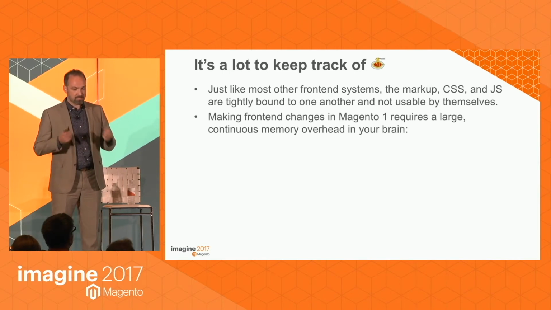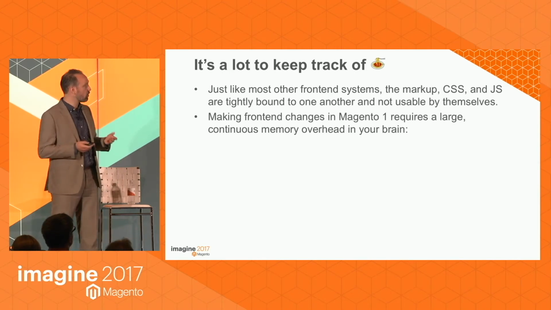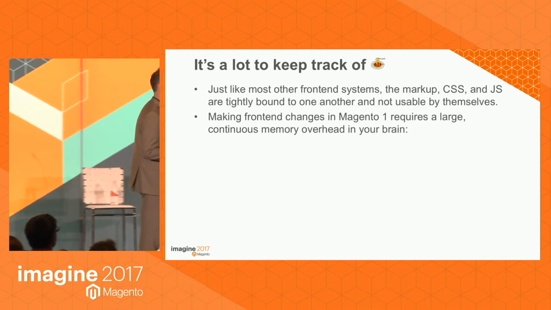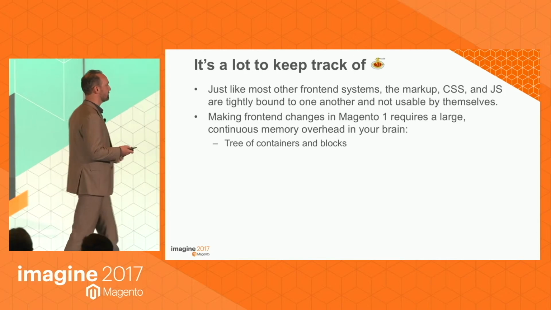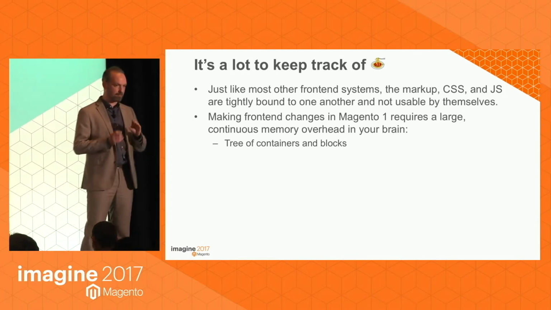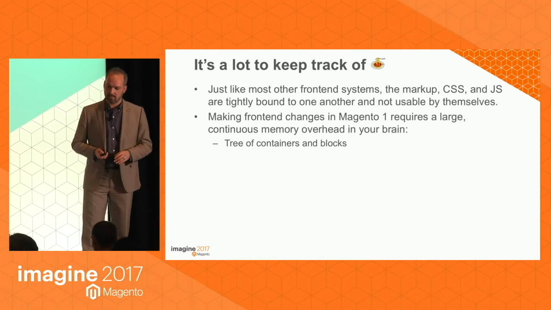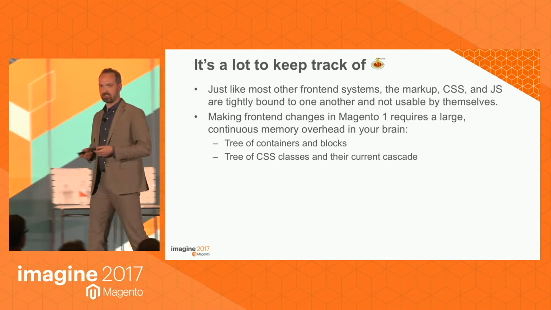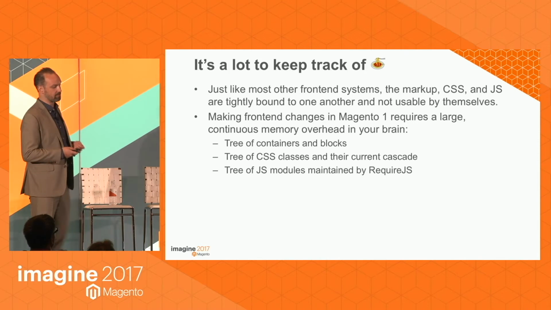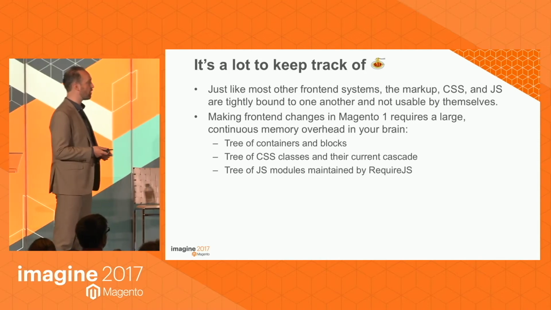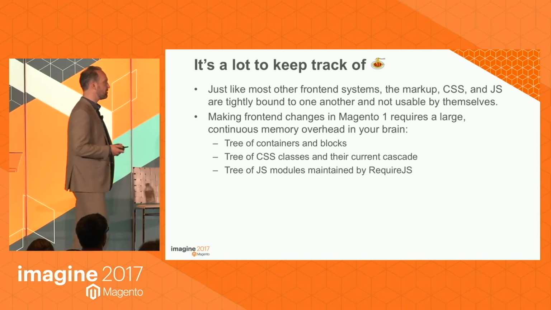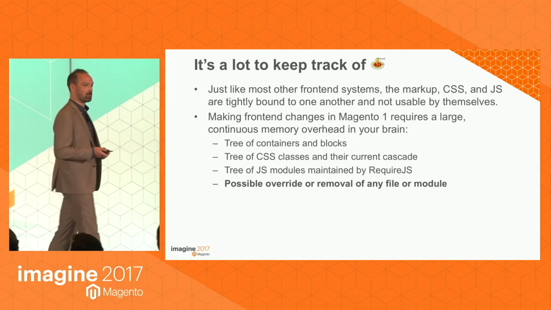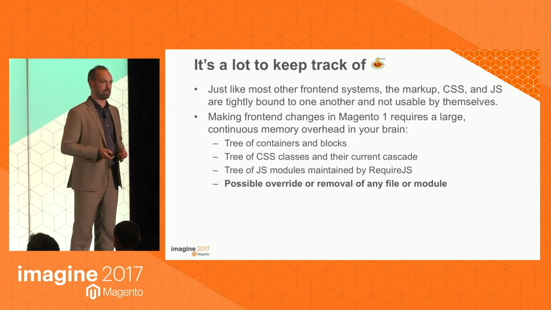In Magento 2, making these front-end changes seems to require, in Magento 1 as well, a huge continuous memory overhead in your brain. You've got this tree of containers and blocks you've got to keep in mind when you're working in a given context. And then you've got a parallel tree of the CSS classes, the current cascades, so you know which things can be applied. And then you've got a tree of JavaScript modules that are maintained by require, or in Magento 1, they're not even maintained by require, so you've just got some script tags to load. And you've got the possible override or removal of any of these files or modules to keep in your head.